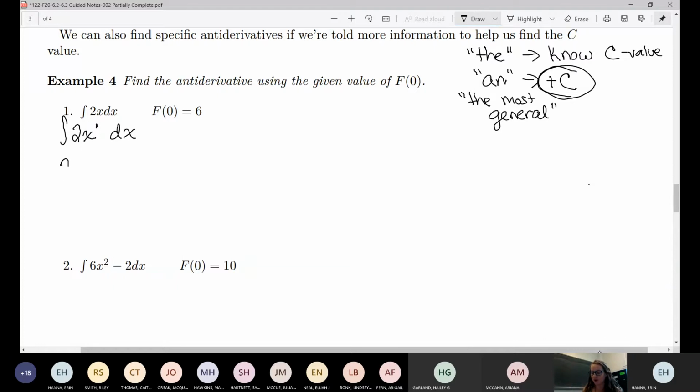Now that 2 in the front comes along for the ride. We're going to add 1 to the power and divide by the new power. And we do need our plus C for right now. We're going to figure out what that value actually is. Of course, those 2's can cancel each other out. We'll just get x squared plus C.